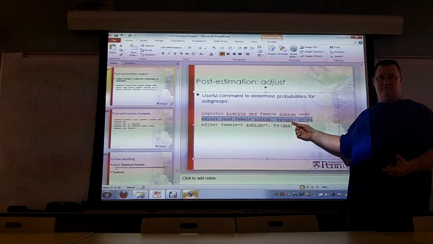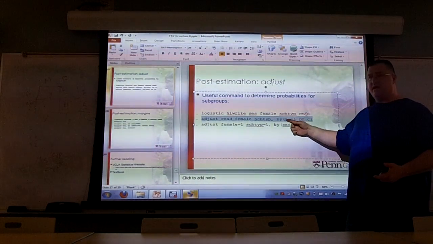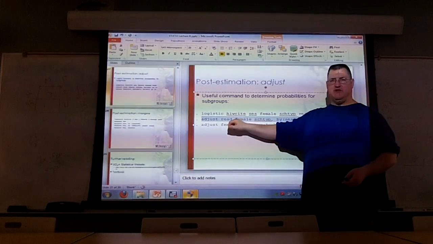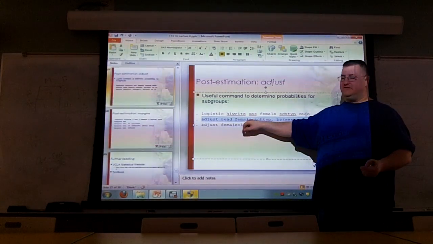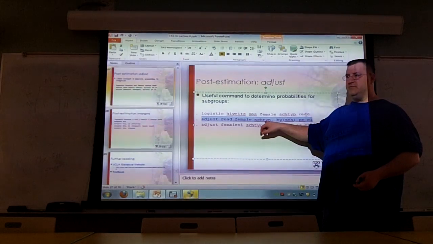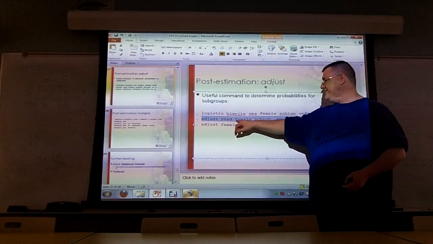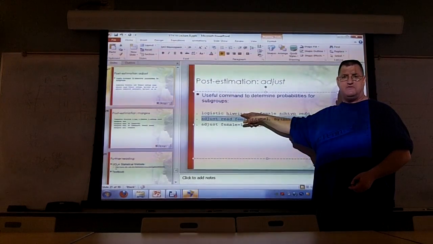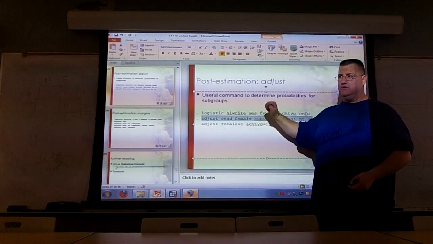Does that make sense? So within each socioeconomic status group, I'm going to figure out the average level of reading, the average femaleness, and the average school type. And then at the average level of these, what's the probability of getting an above average writing score? Does that make sense?